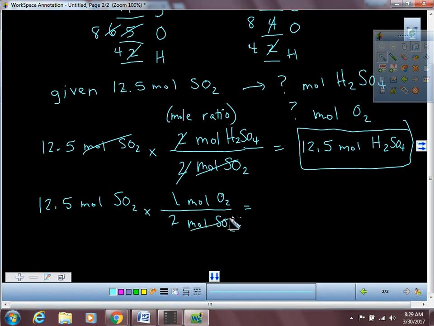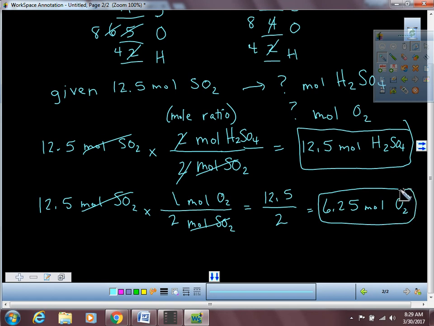So I can mark out moles of SO2, multiply across, 12.5 times 1 is 12.5. Bring across your 2. How many moles of O2 do I have? 6.25. Question on the first mole example? Not sure where a number came from, not sure a step that I took?